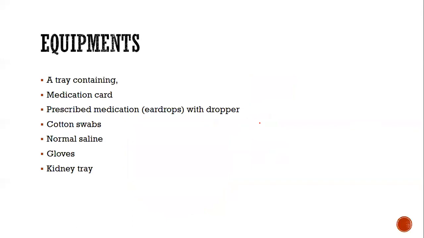So these are the main purposes of eardrops. Next, we can discuss the equipment needed for eardrop instillation. Mainly the equipment includes a tray containing the medication card, prescribed medication, that is eardrops with dropper, cotton swabs, normal saline, gloves, and a kidney tray. These are the equipment needed to instill eardrop medications.